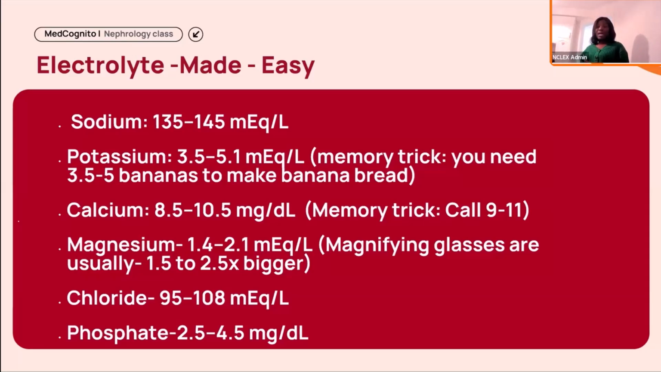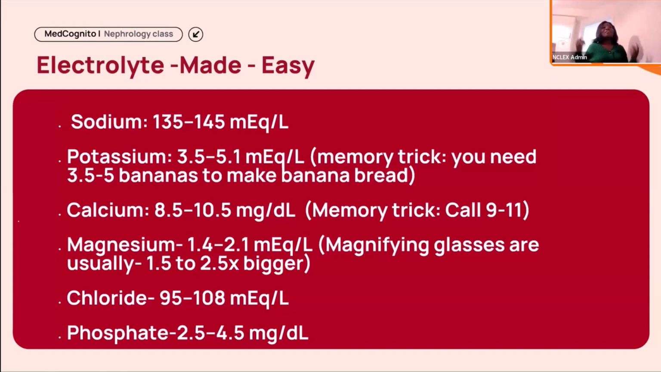Then potassium. There's this interesting memory trick: if I want to make banana bread, I need about 3.5 to 5 bananas. Oh, I have some bananas here. So 3.5 to 5 bananas to make banana bread. You're going to put that in your head.